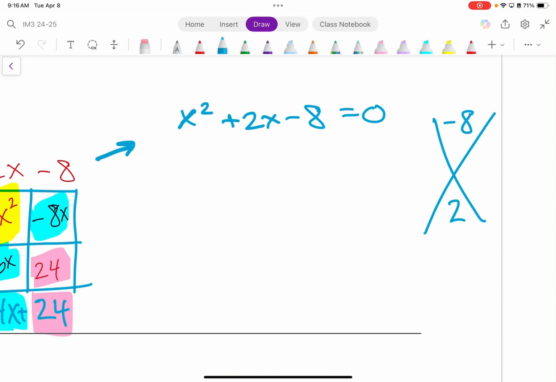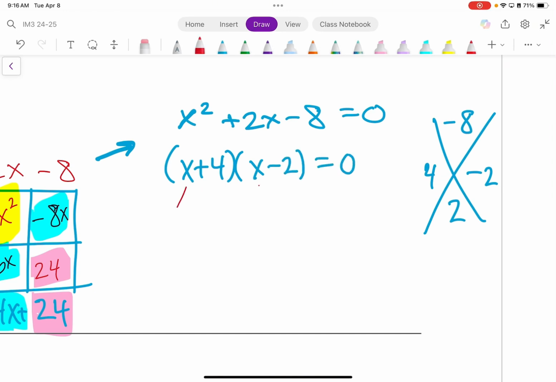So we can just look for two numbers that multiply to negative 8 and add to 2. Four and 2, which one's positive, which one's negative? 4 is positive, 2 is negative. All right, so we have 4 and negative 2. That means we have x plus 4 times x minus 2 equals 0. And if we solve each of these, we get x equals negative 4 and x equals positive 2.